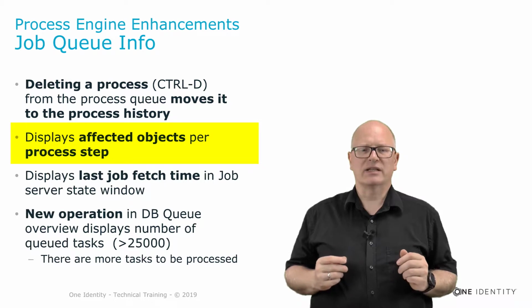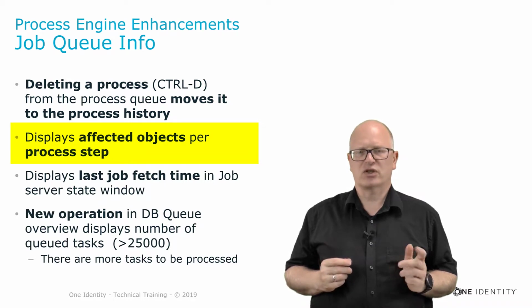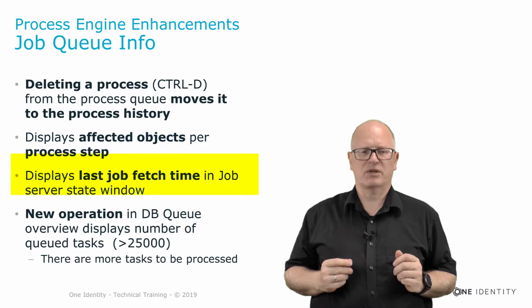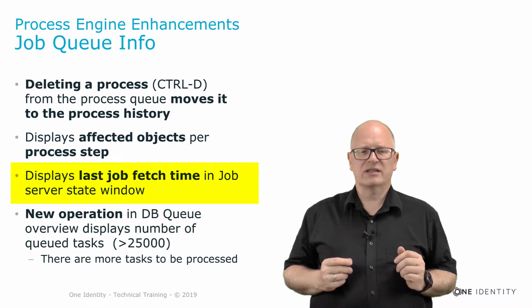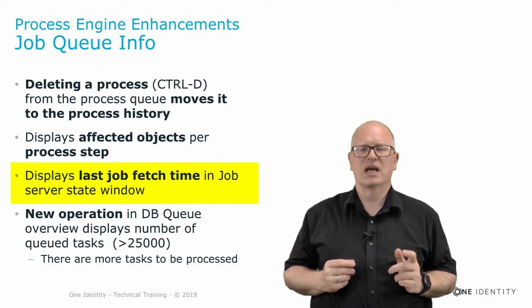They added as well a display of affected objects per process step, which is just a new display for the job queue. In the same way exists a new display for last job fetched time in the job server state window. Please remember, this was one of these features important for support to figure out when the last time that job server was doing some jobs. And this is now displayed in the server state window where all of these server services are stored.